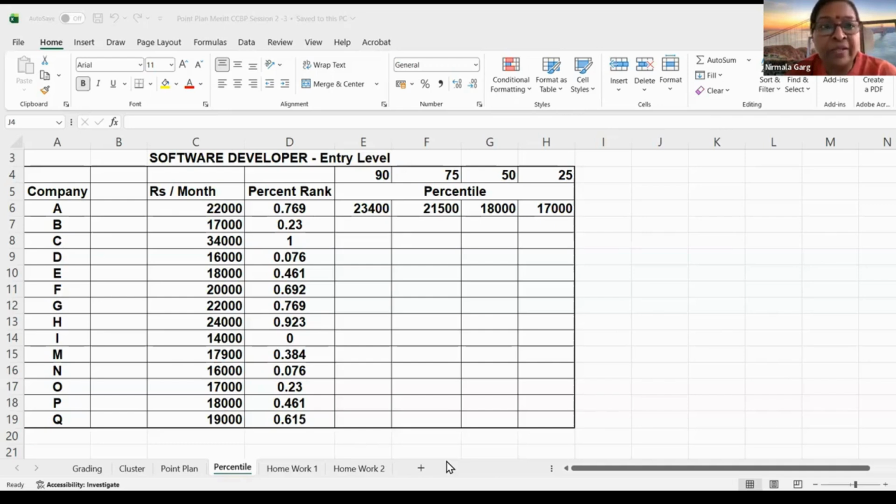So what does it mean? Whenever you collect data, say for example I've collected salary data, say I'm hiring a software developer at an entry level and I want to pay a certain salary. Typically we talk about percentile. Have you heard of percentile? Anybody? Yes. Is there a difference between percentage and percentile?